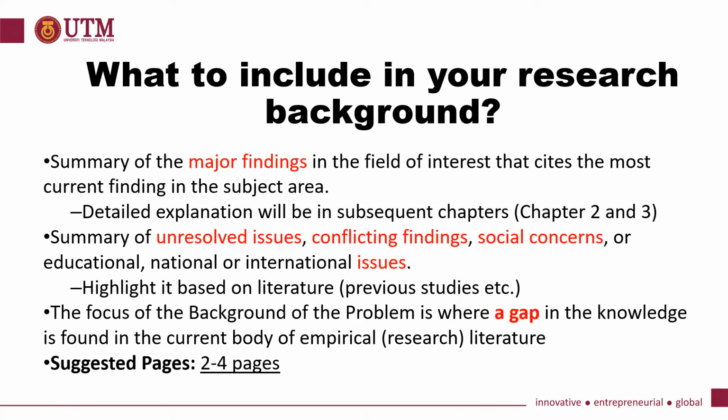And this will be explained in detail in the subsequent chapters, for example, chapter 2 or chapter 3. But in your research background, which will normally be presented in chapter 1, you look at what are the unresolved issues, what are the conflicting findings, for example, or social concern, and other issues that are still relevant that have been highlighted on previous studies that you can find from the literature.